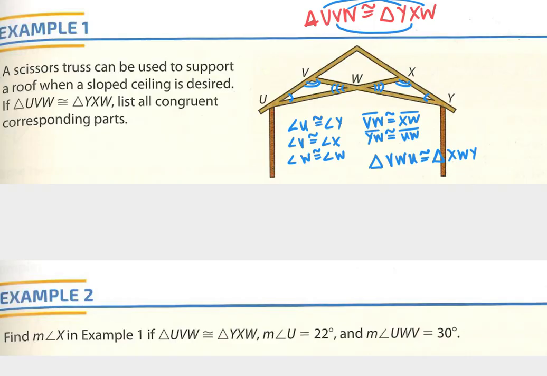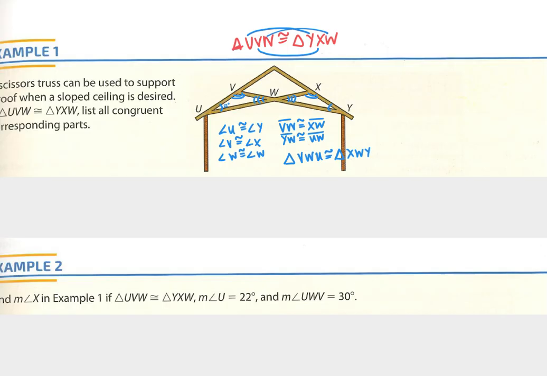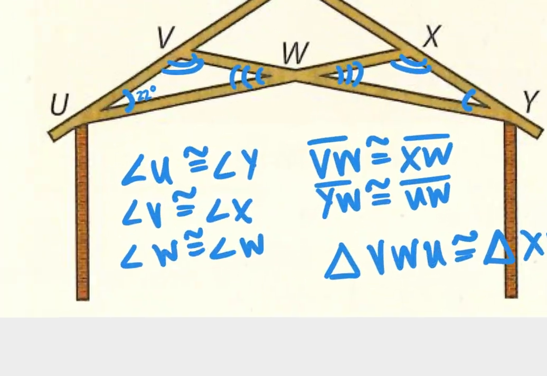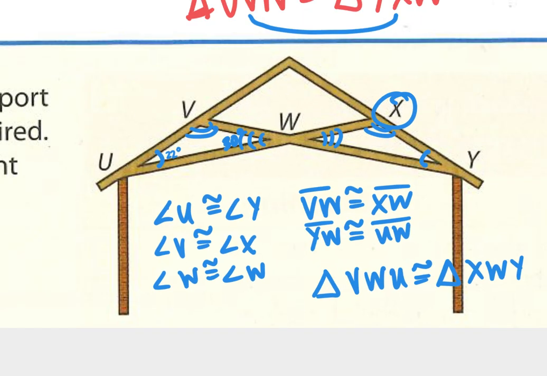Once again, the triangles there are congruent. The measure of angle U is 22 degrees, and I'm going to write that in, this here is 22 degrees. And then what did they say? UWV is 30.